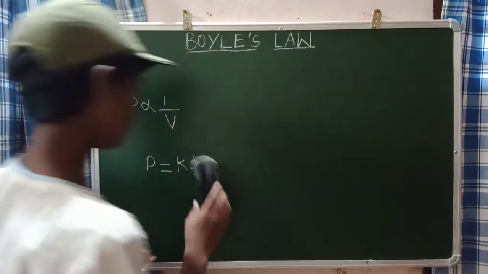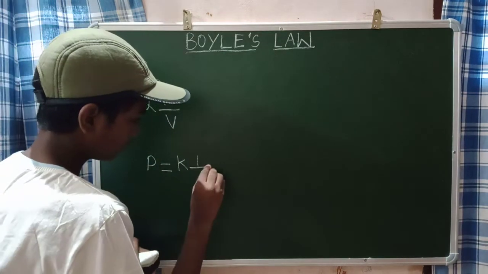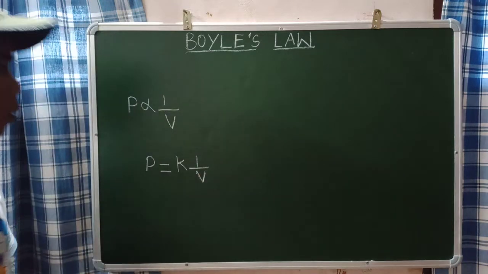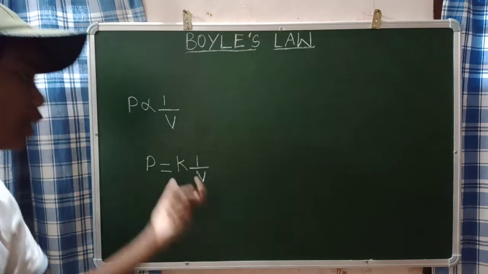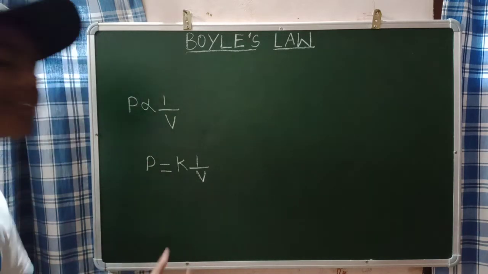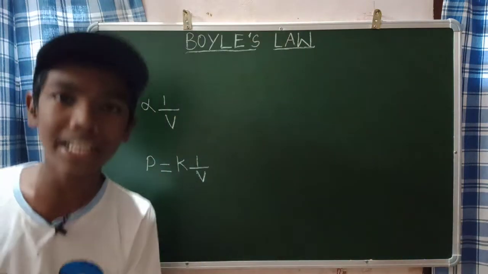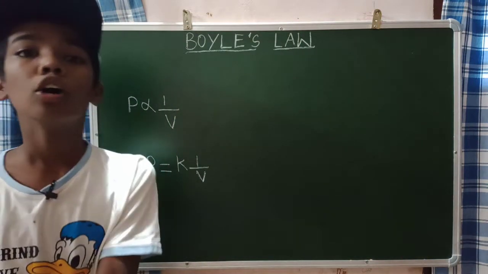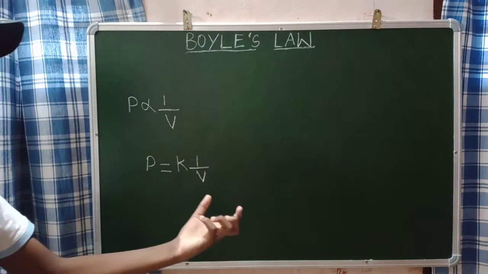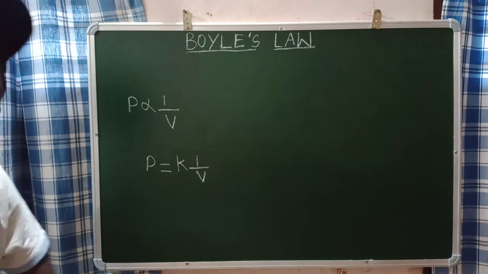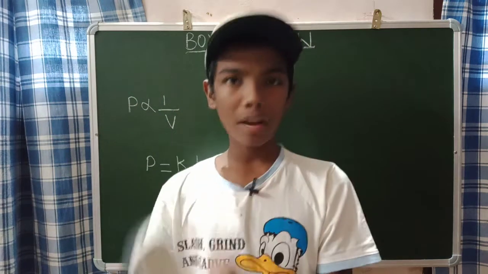So P is equal to K into 1 by V. I just took out this proportionality symbol and added a proportionality constant known as K. And this K, the proportionality constant, is what we call your Boyle's constant.